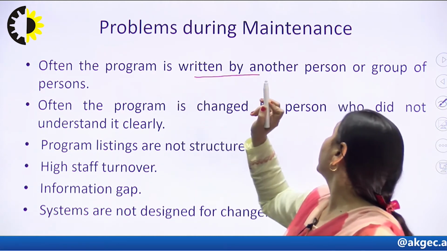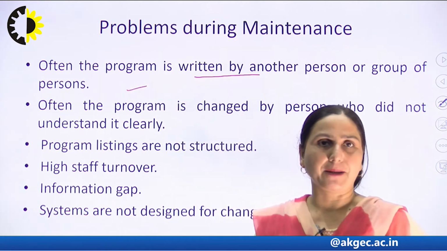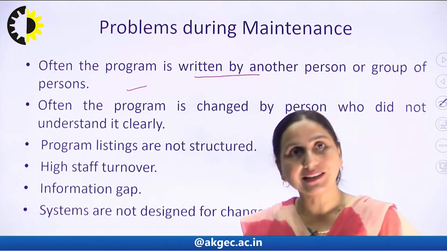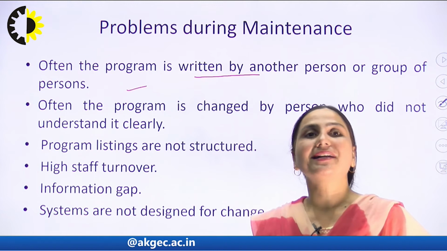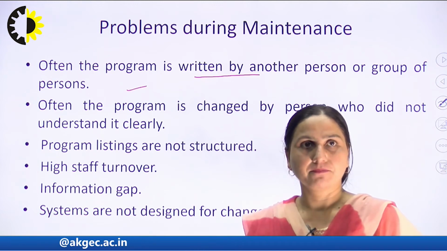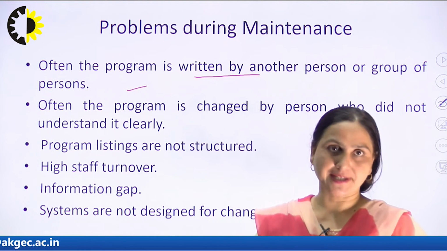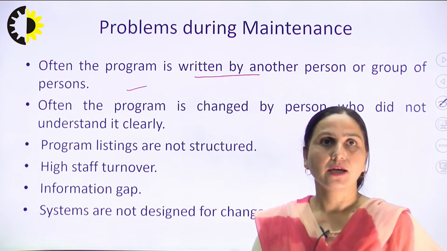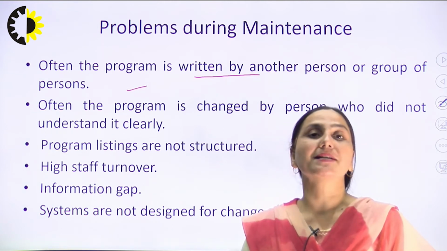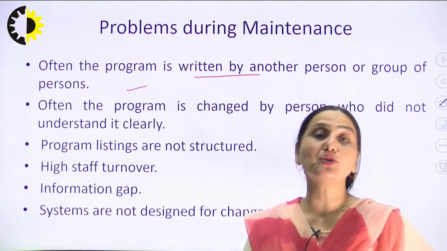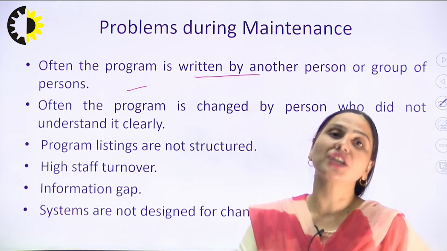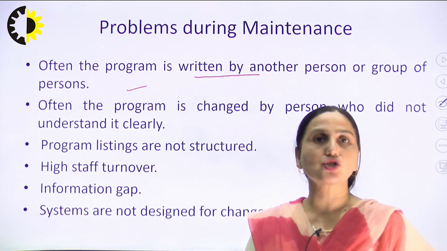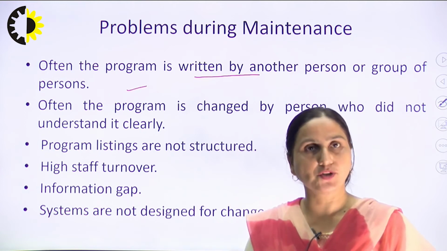Often the program is written by another person or a group of persons. This is a very important point, because you have to make modifications in a particular code which is actually written by some other person or group of persons. So we have to understand what another person has written if we want to incorporate any modification, which is not as easy as it seems. So it is the major problem that the program is written by someone else. It's very easy to understand if he or she himself has written that particular code. But if you have to understand the code written by somebody else, it's not very easy. So it is one of the major problems which occurs during the maintenance phase.